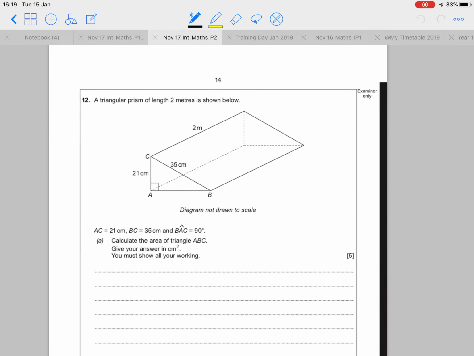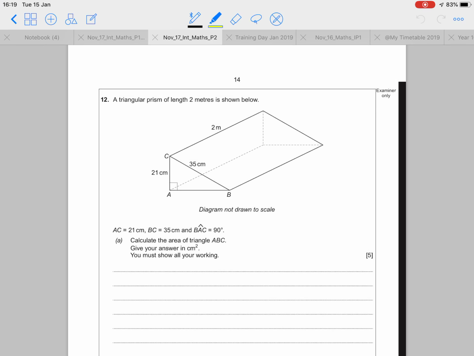Question 12, we've got a triangular prism. The triangular prism here, we're told it is 2 meters long, but the rest of the measurements are given in centimeters. So I'm going to go and change that to 200 centimeters before I do anything else. You can't mix units. If it's centimeters in one place, it's got to be centimeters everywhere, or meters everywhere, but centimeters are easier to deal with.